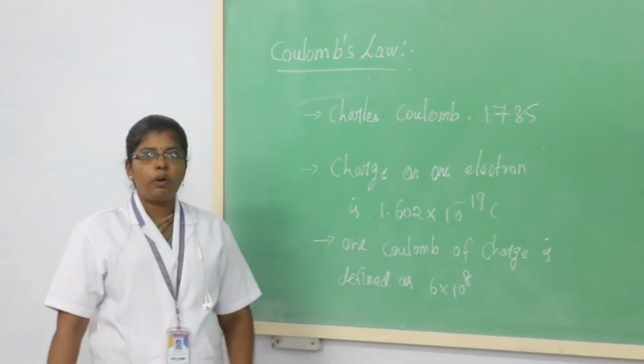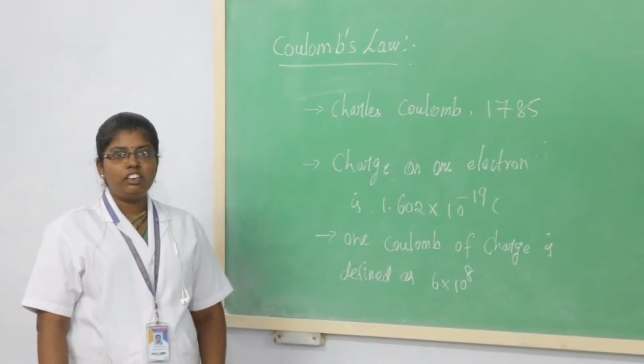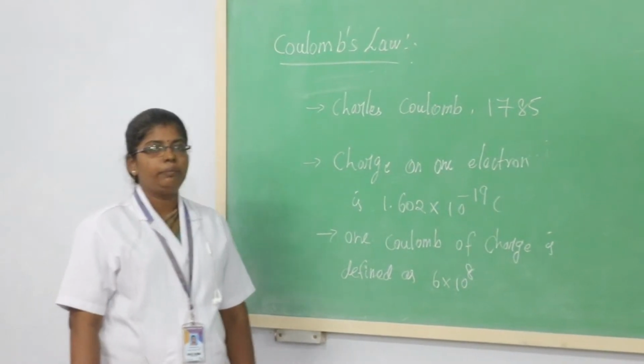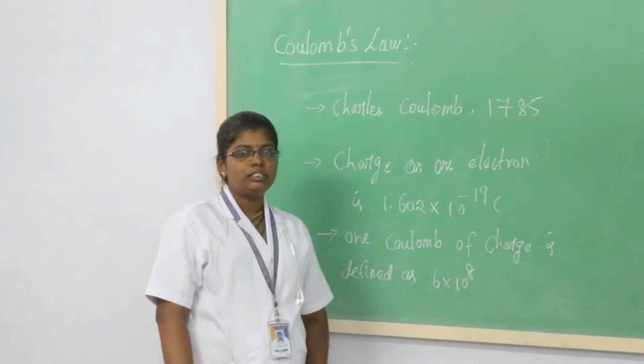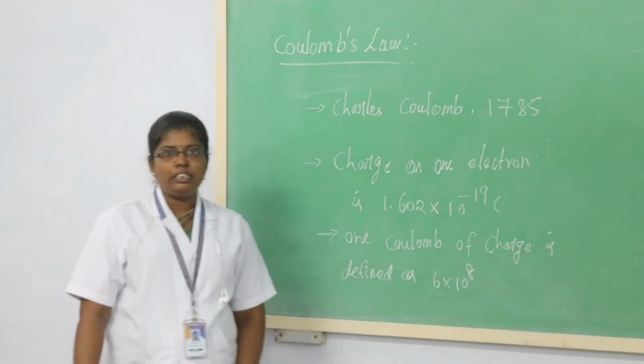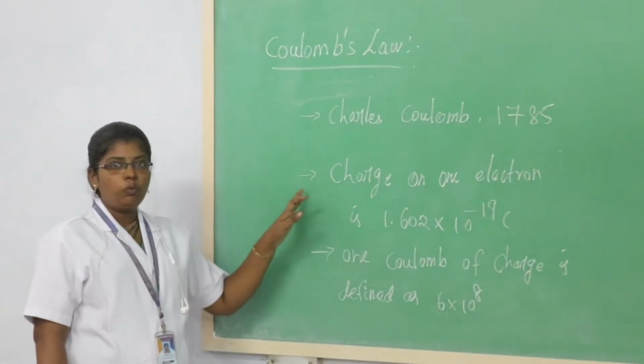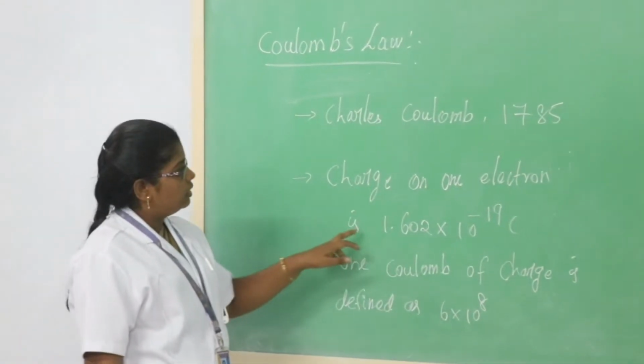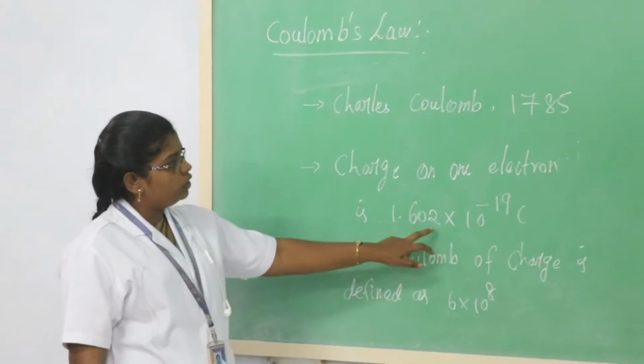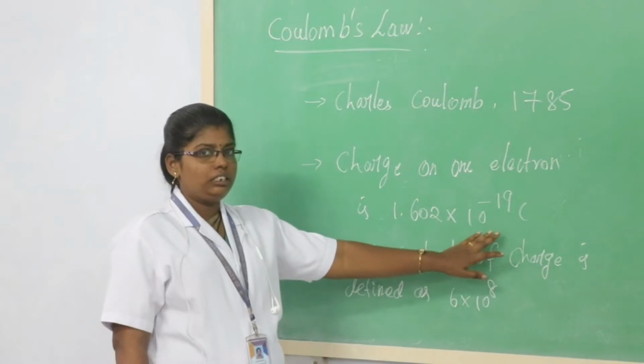So, a point charge is nothing but an electron charge. What is charge? Charge is a flow of electrons. The charge on one electron is 1.602 into 10 power minus 19 Coulomb.